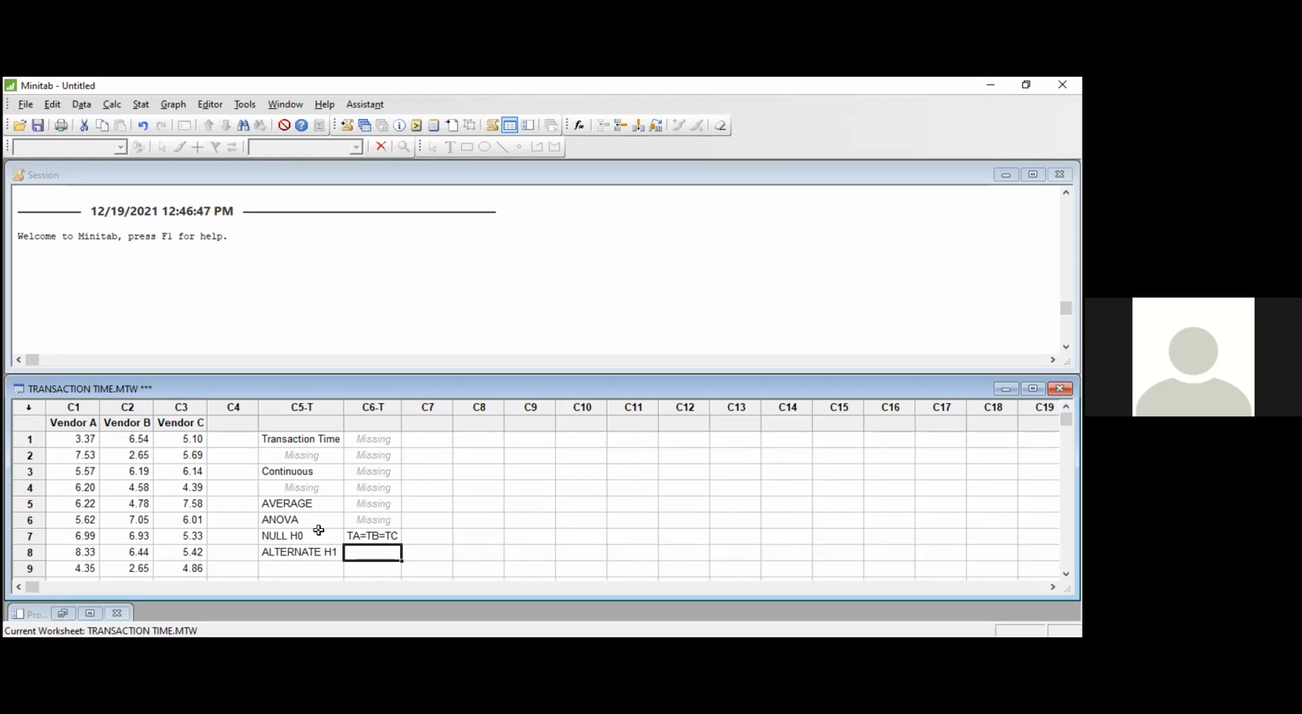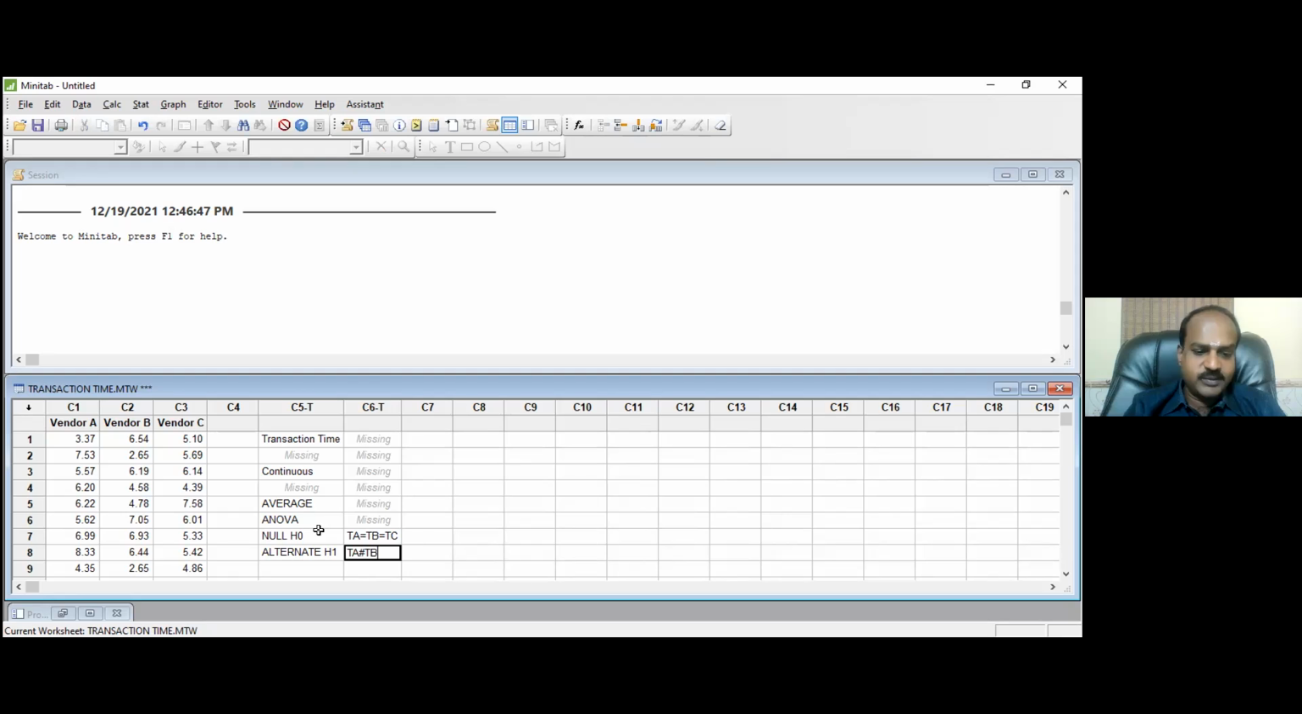Not equal. Transaction time of A is not equal to transaction time of B, not equal to transaction time of C. How do you understand? First step is over. The null hypothesis is framed, the alternate hypothesis is framed.